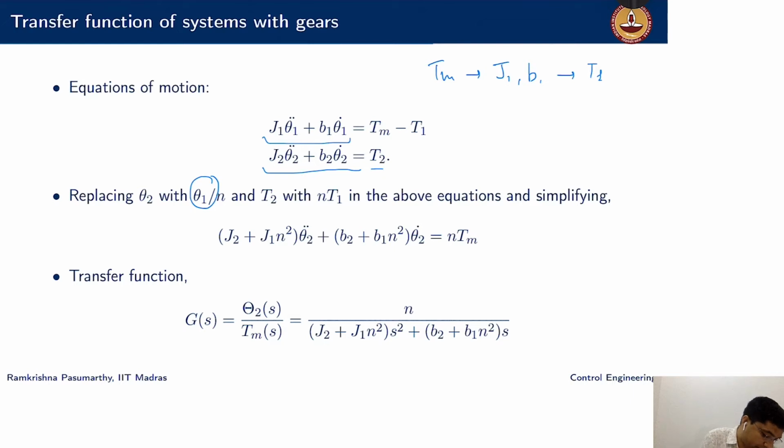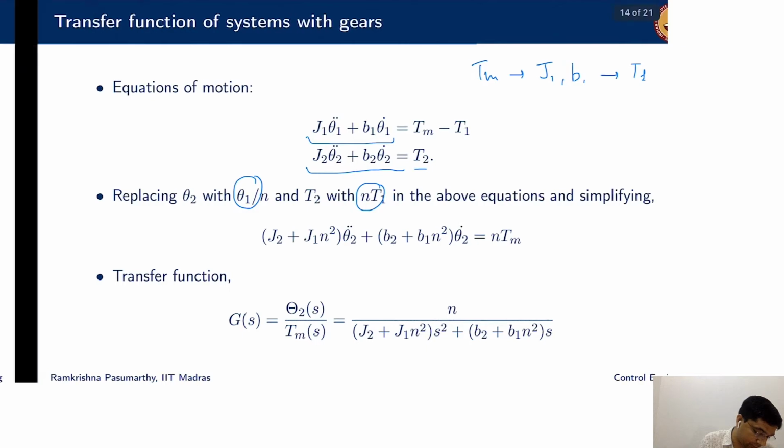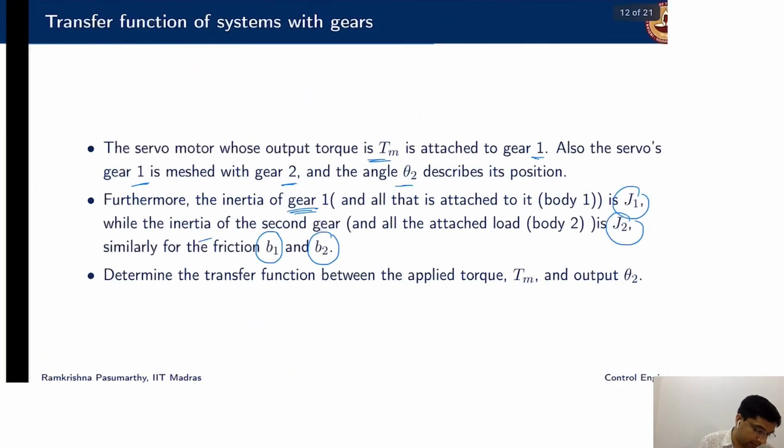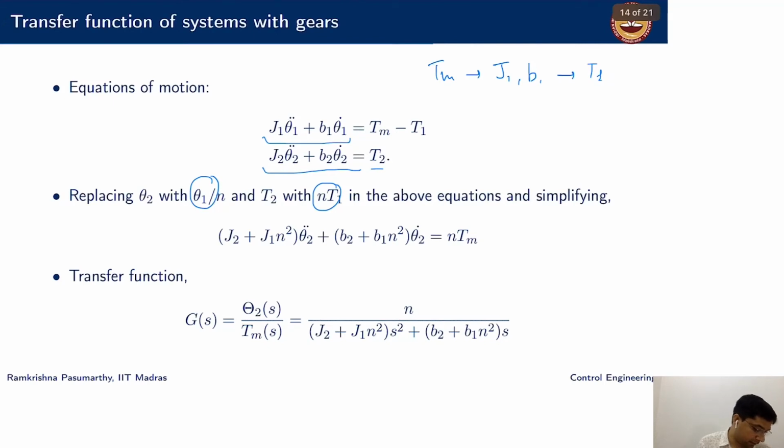So, and the torque T2 with like this. This again just comes from how the ratios are related to each other. I'm just writing everything in terms of Tm and theta 2. That is what my transfer function is to be derived, right? So my input is Tm, output is theta 2. I'll just eliminate everything else over here.